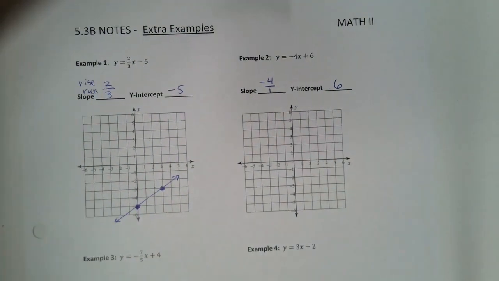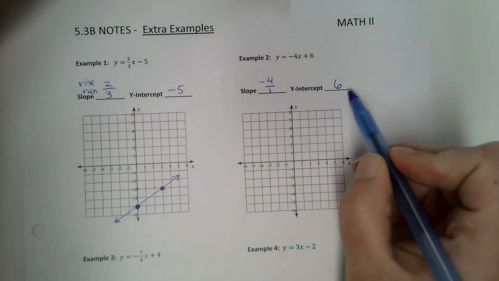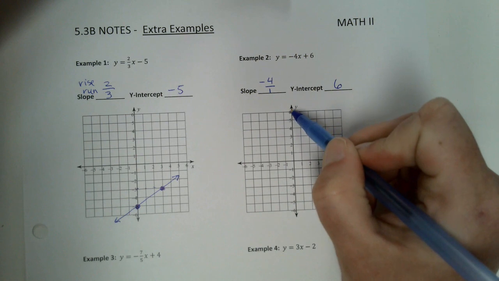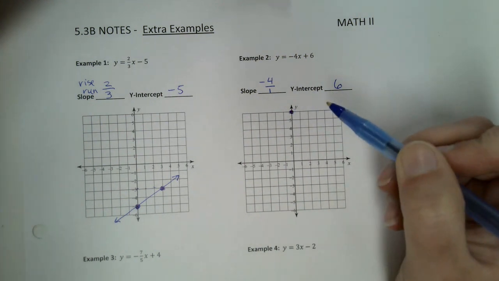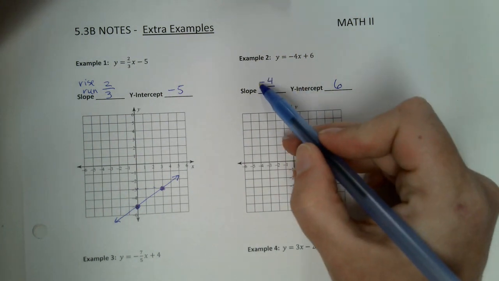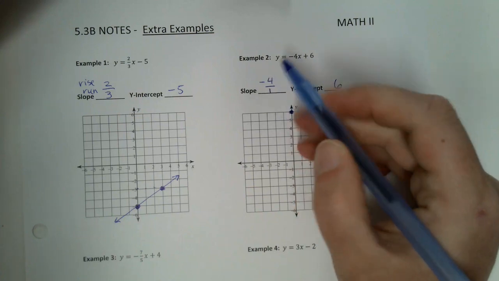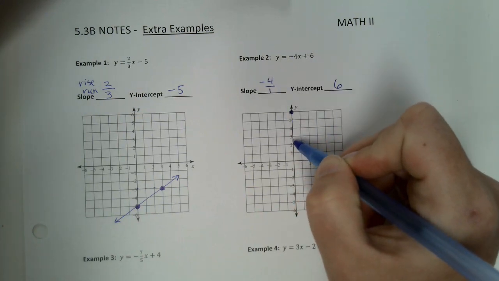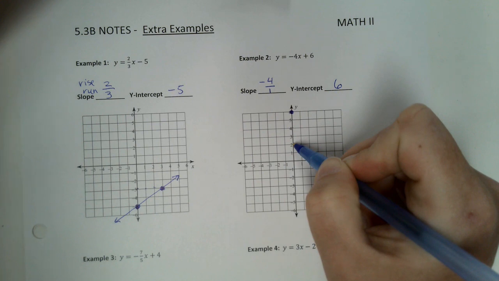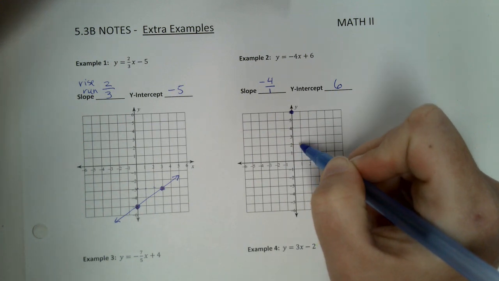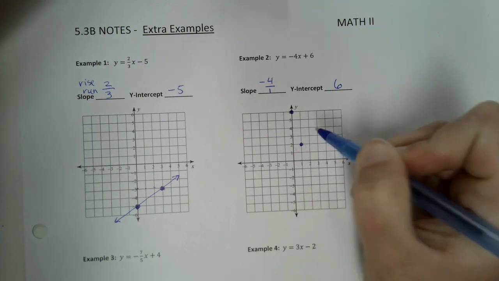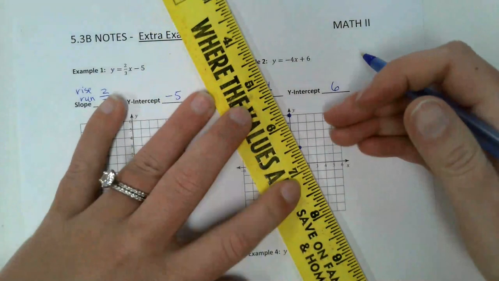All right, last thing is starting at our y-intercept, we're going to go up to 6. Put a point there. This time my rise is -4. So we go down 4. 1, 2, 3, 4. And then we run 1, which would put us right there. And then connect them.